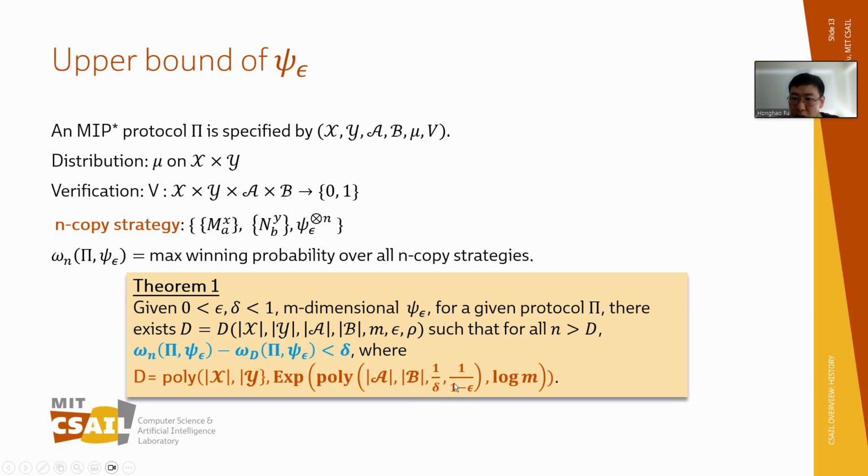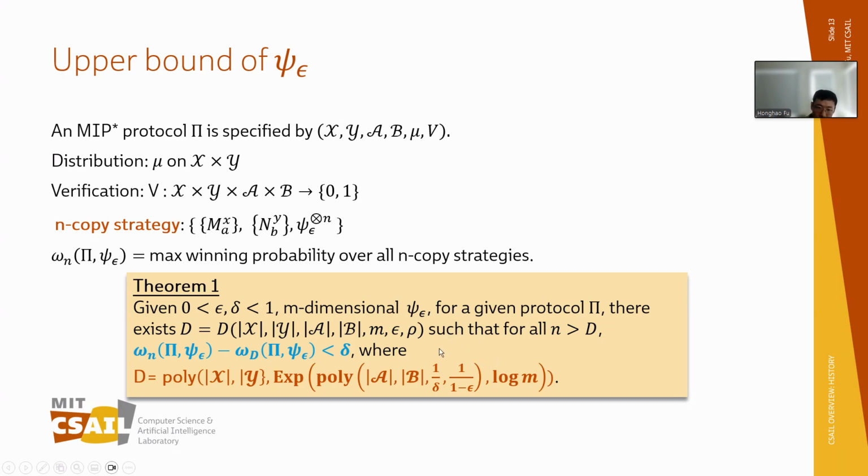This is a message we want to give. There will be some growth, but it will be tiny, like log in the number. Sorry? So it will grow a little bit, but only logarithmically with m. Okay, yeah. Yeah, this is theorem 1.